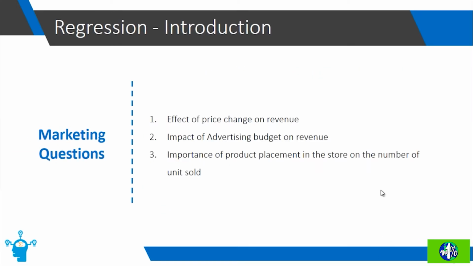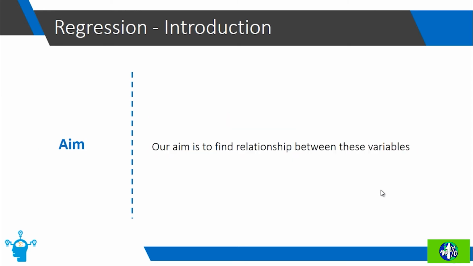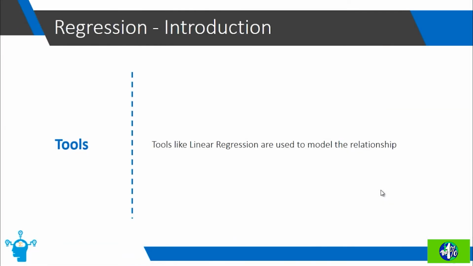As marketing managers, you will often face questions like, how will demand for my product change if I change the price? How will my sales be impacted if I increase or decrease advertising budget? What is the importance of product placement in the store on the number of units sold? When marketing managers face such questions, what they actually want is to establish the relationship between variables. In this section, we are going to learn some simple tools such as linear regression, which can help us model this relationship.